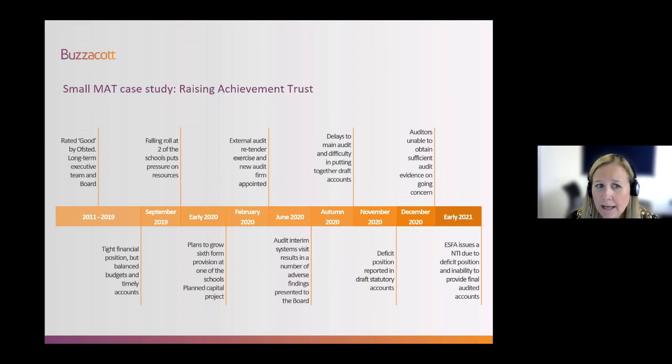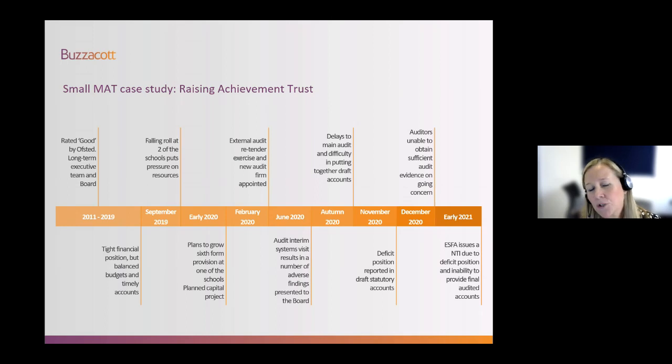Then in the new year, the ESFA issues a financial notice to improve, as it was still called then, due to this deficit position and the inability of the trust to provide those final audited accounts. So that's the case study, the rapid demise, unfortunately, of the Raising Achievement Trust.